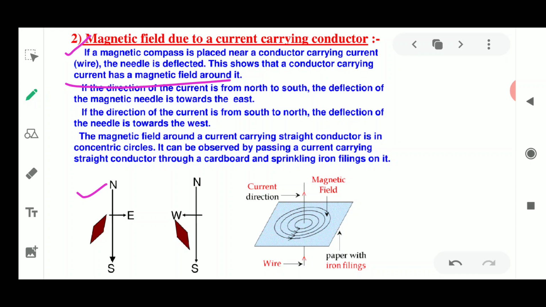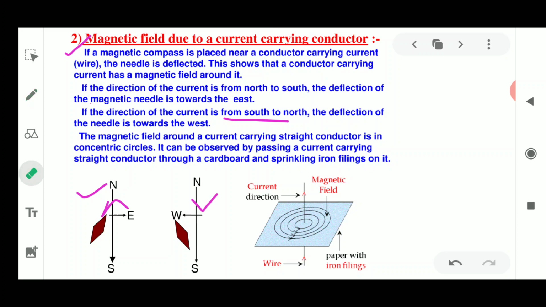Now if the direction of the current is from north to south, then the direction of the magnetic field is towards the east. This is how it is going to be shown. If the direction of the current is from south to north, then what will happen? If it is from south to north, then the direction of the magnetic field will be in the west.